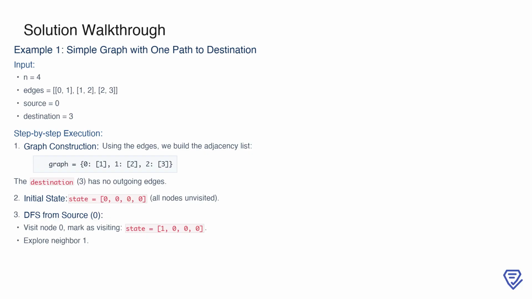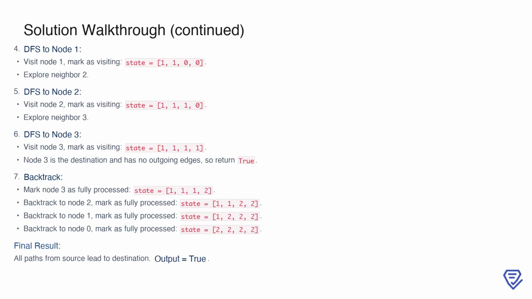Next, we initialize a state array to keep track of our progress through the graph. All nodes are initially unvisited, so the state array is 0, 0, 0, 0. Now, we perform a depth-first search, DFS, starting from the source node, 0. We mark node 0 as visiting by updating its state to 1, and then proceed to explore its neighbor, node 1.